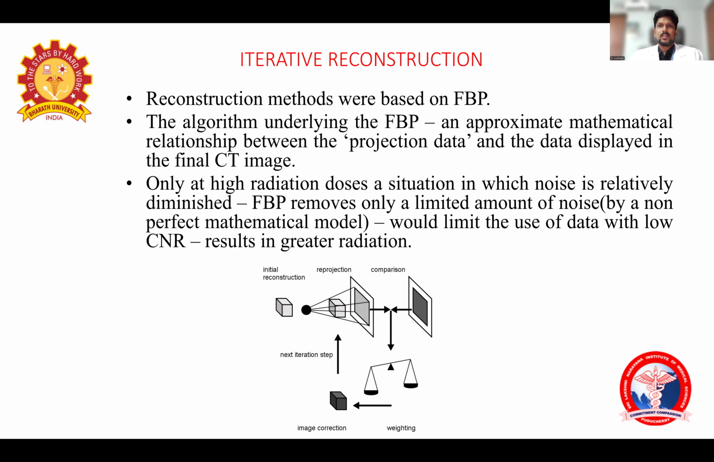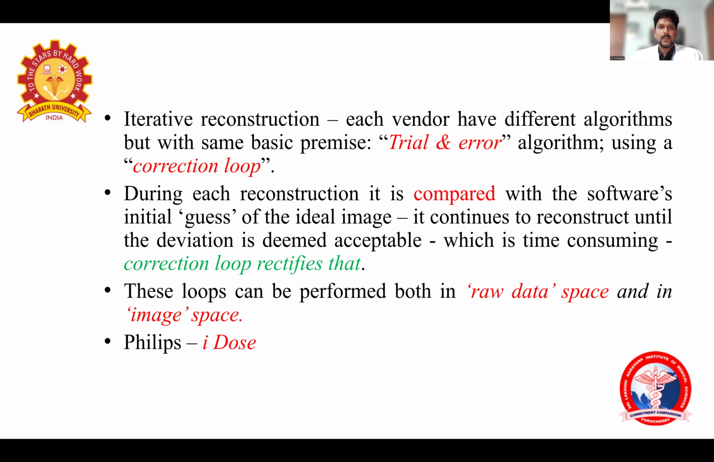Reconstruction methods are based on FBP. The algorithm underlying the FBP is an approximate mathematical relationship between the projected data and the data displayed in the final CT image. Only at high radiation doses, a situation in which noise is relatively diminished, the FBP removes only a limited amount of noise. This would limit the use of data with low CNR, and this results in greater radiation.